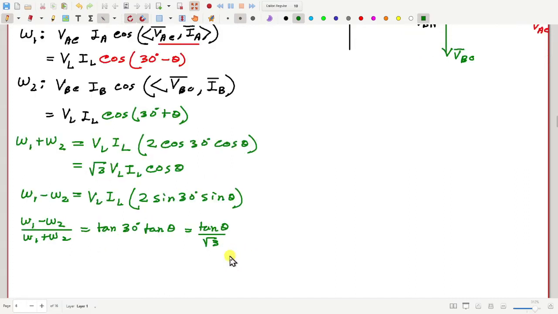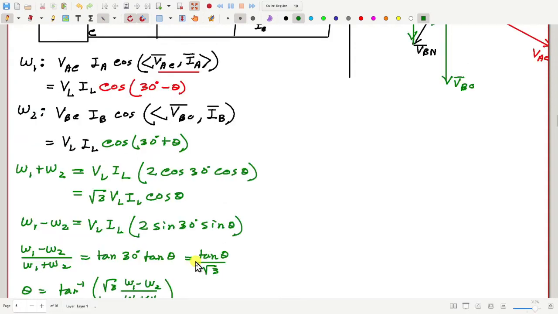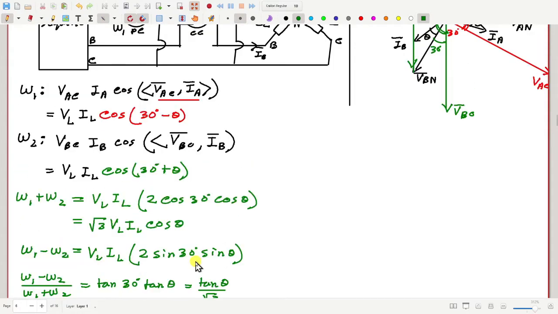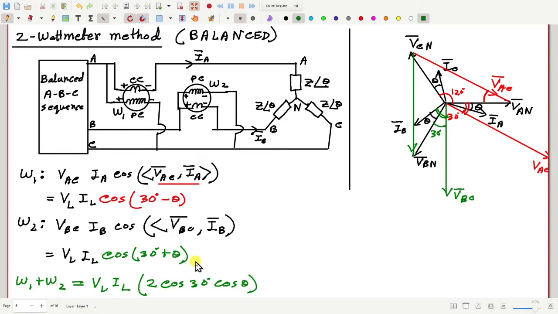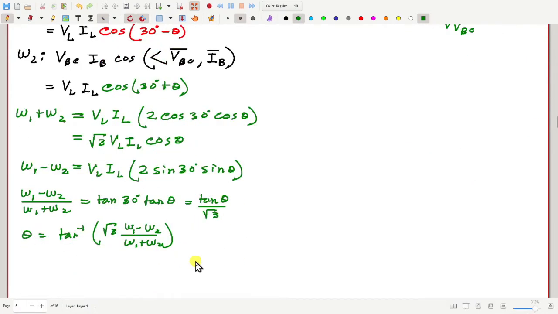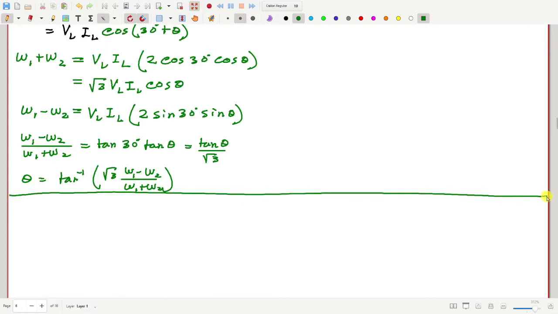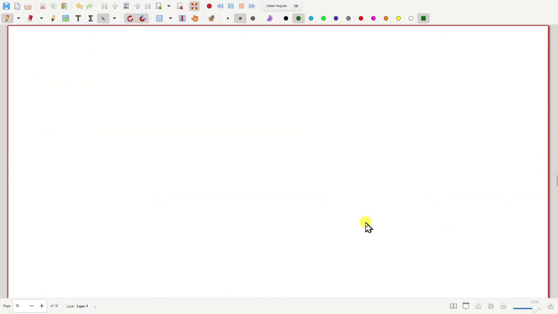So from this you can calculate how much is theta. That will be tan inverse of root 3 times W1 minus W2 by W1 plus W2. So you can also calculate the power factor of the load from the readings of the 2 wattmeters. Is it okay so far? Any question? No? Okay, fine. So maybe we can take up a few example problems.